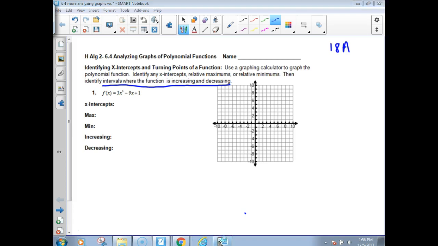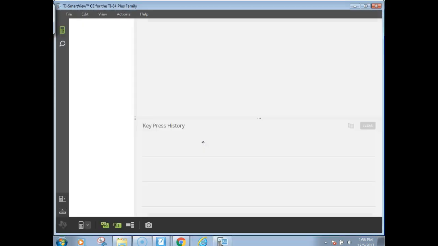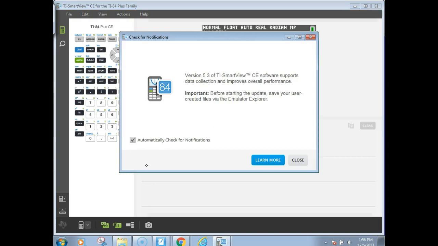All right, so going on my grapher, as long as my computer will cooperate with me. Wasn't liking me having a calculator open with my smart notebook, which seems a bit ridiculous.